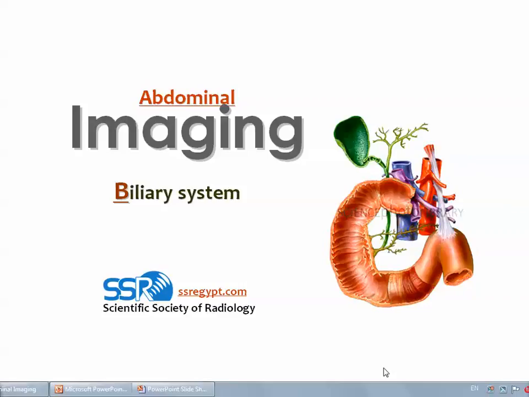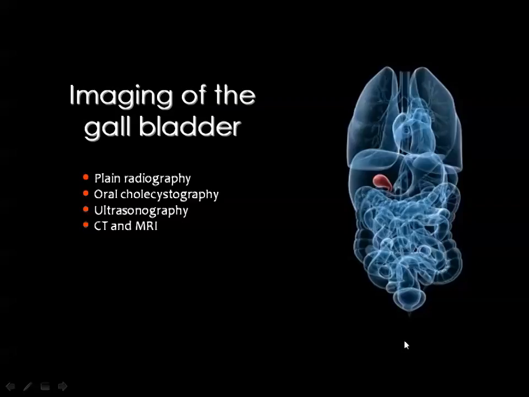Dear colleagues, we are continuing our abdominal imaging series, and we have discussed some of the issues, and now we are discussing the issue of imaging of the biliary system. And we have two main components of the biliary system, which are the gallbladder and the bile ducts. First we'll have some information about the imaging of the gallbladder and gallbladder pathology. Then we'll discuss the imaging of the bile ducts.